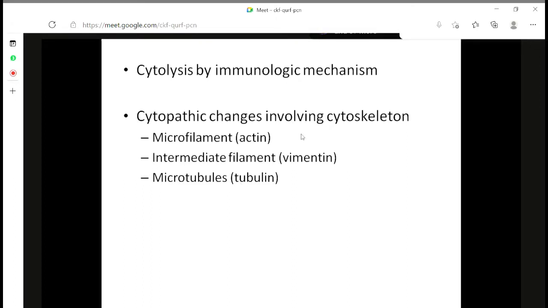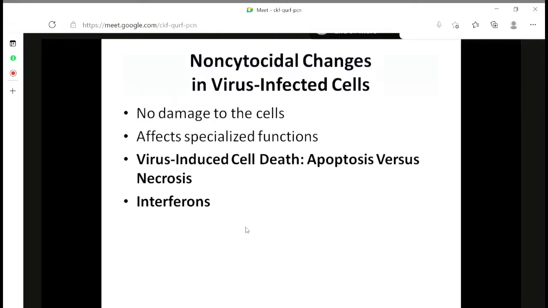There are many viruses which produce some protease enzymes needed for the self-cleavage of their own proteins, so that the nucleocapsid structure can form. These enzymes may have a direct effect on the cellular microfilament. So these are some aspects through which the cytopathic changes may occur. Okay.